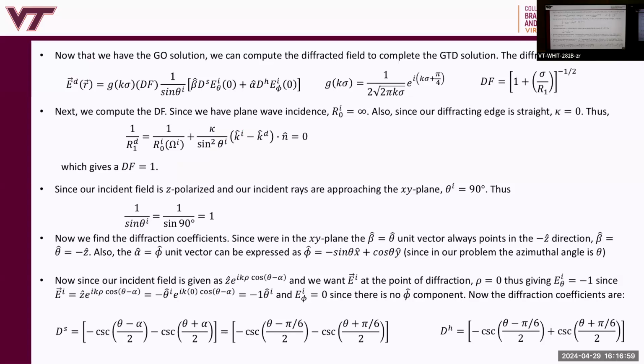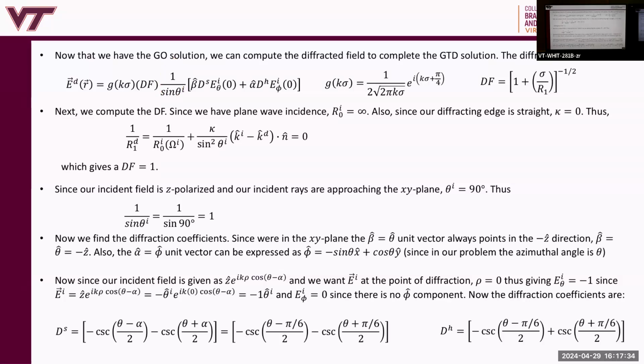All right. So if we go now to the divergence factor here, that's equal to 1 divided by the square root of 1 plus sigma, some distance, divided by infinity, and that equals 1. So the divergence factor for the diffracted wavefront is equal to 1. Since our incident field is z-polarized, we figured out this term. Let's now work on this term next.